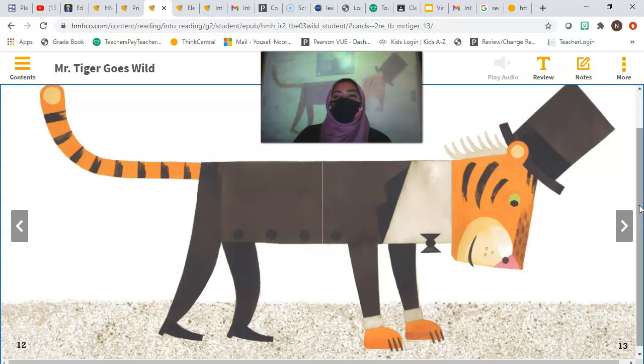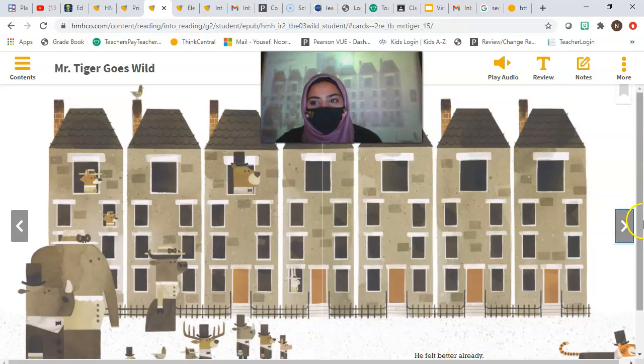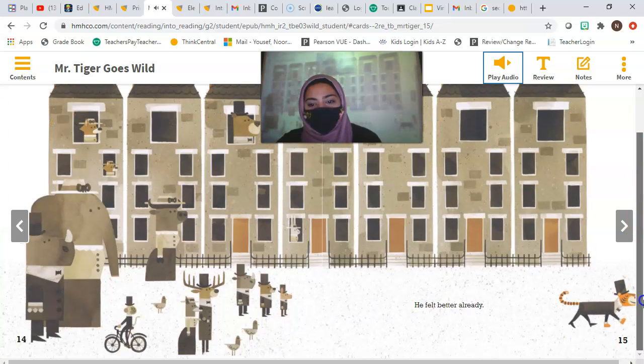Good. He's trying to act like a wild tiger, like a real tiger, not like the proper animals that are in the story. He felt better already. Look, he feels better. Look at how all the other animals are looking at him. What do you think they're thinking? What do you think they're thinking, Amaria? I'm sorry? Okay, they're looking at him like, oh my gosh, what is he doing, right? Like, they're really confused.